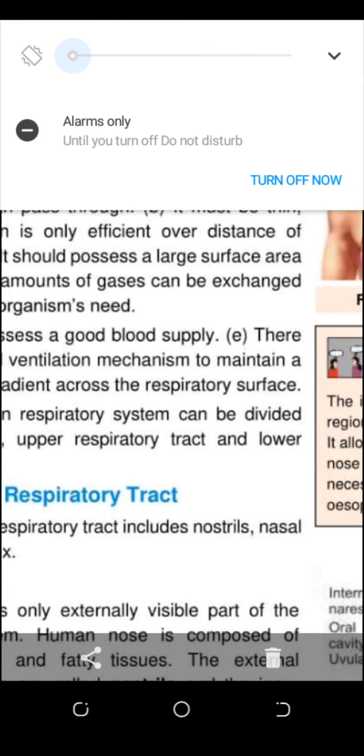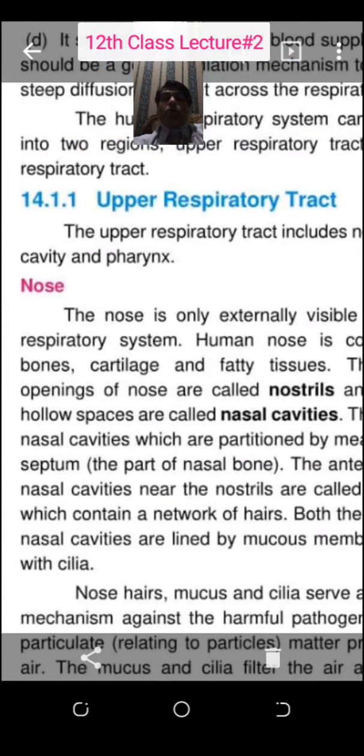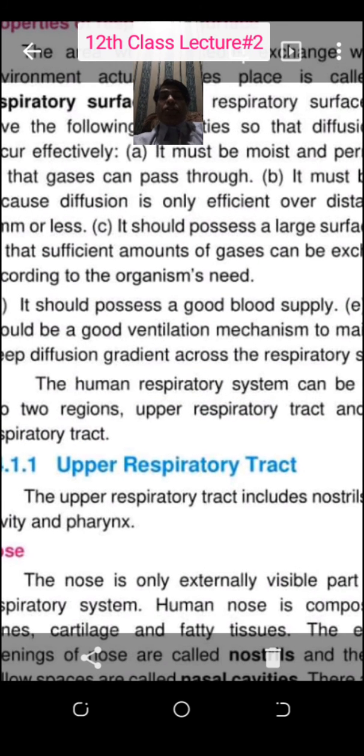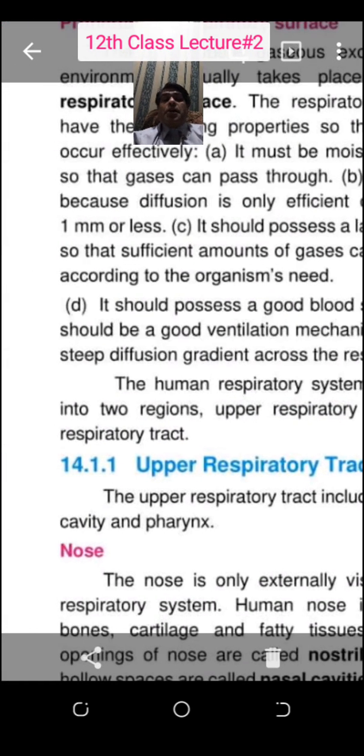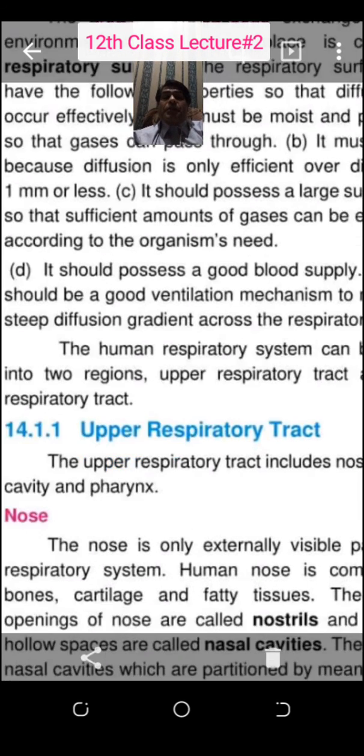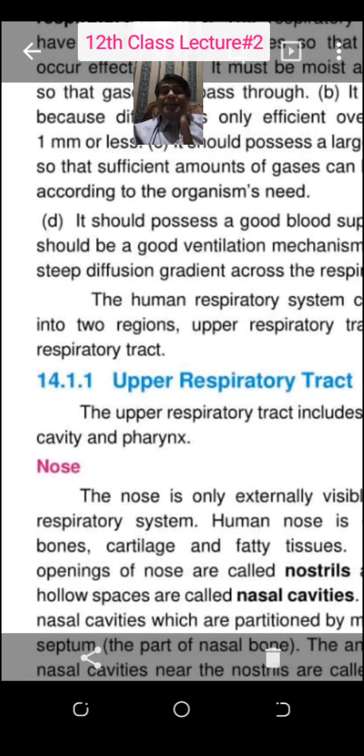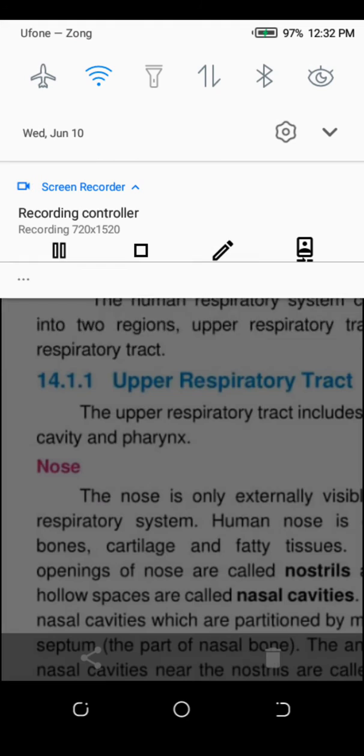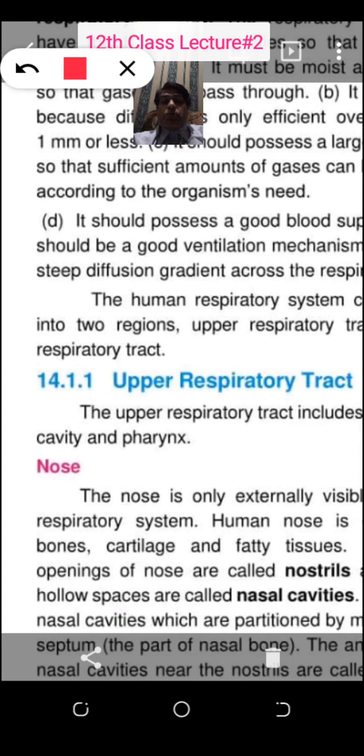We'll go back now to another point which I wanted to share. This is a very important point, students. This is the fourth point I want to share with you. I will be slow on this point because it shows you the key concept of the respiratory system. I will highlight this one.